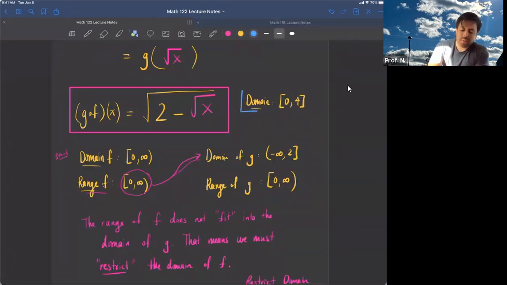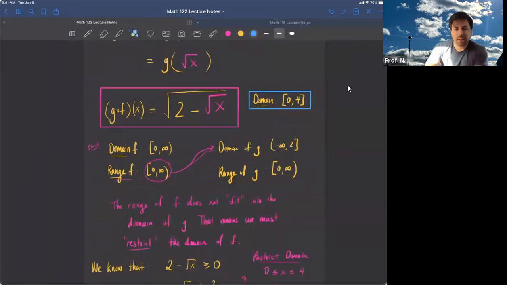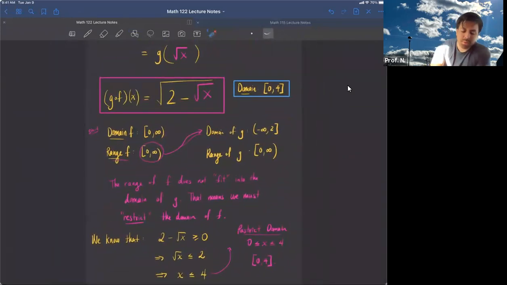Anything outside of this interval would not produce anything. It would produce a number that is not in the range of f, and so we can't even proceed with the composition of functions. Interesting stuff, isn't it? So it's not as simple as it may seem. Yet you have to take things into consideration, take it step by step. A lot of this is step-by-step stuff. Okay?